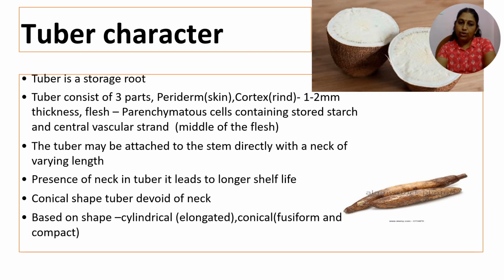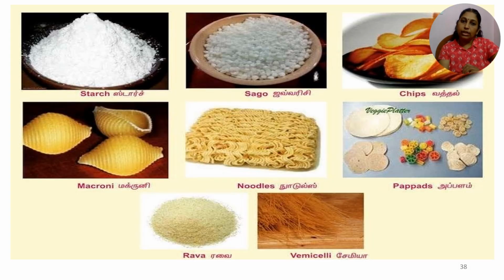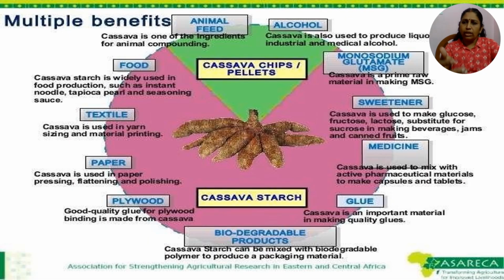So here, based on the shapes, the tubers can be classified into different types. The various value added products of cassava tubers are starch, sago, chips, macaroni, pastas, noodles, papads, vermicelli, rava. All these are the value added products of cassava or tapioca. So apart from the edible purpose, it has multiple uses.